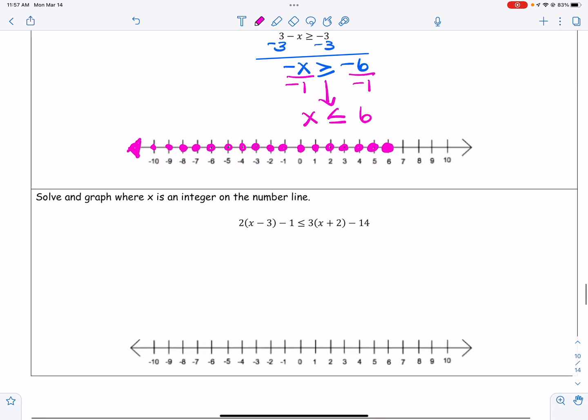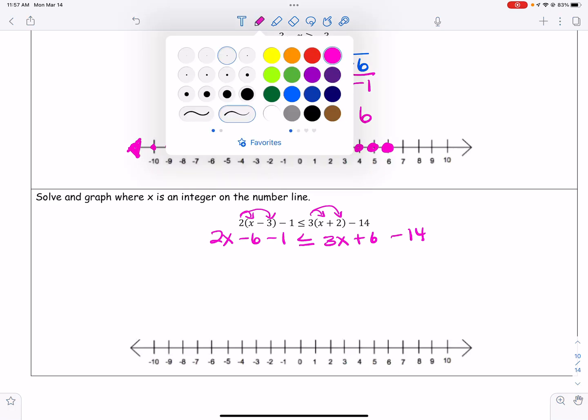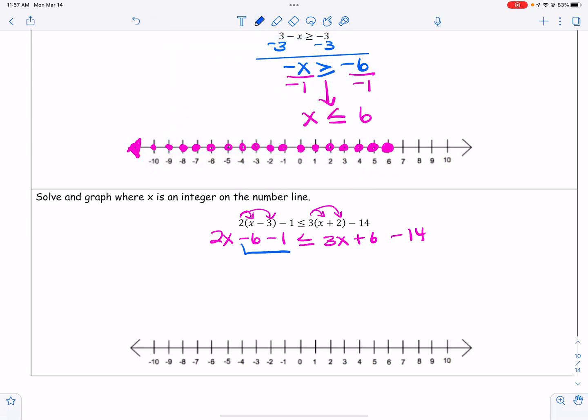Okay, as they get more complicated, you just have to watch your order of operations. We always get rid of parentheses first, so I'm going to distribute so that I get 2x minus 6 minus 1 is less than or equal to, and then I'm going to distribute 3x plus 6 minus 14. Now I have to collect like terms on the same side, so we get 2x minus 7 is less than or equal to 3x minus 8.